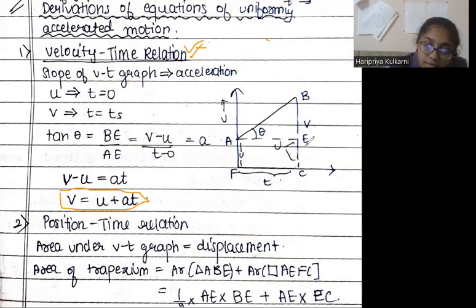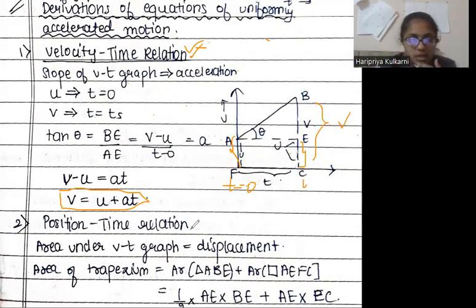So here, this distance is u. Okay, you need to remember the diagram perfectly. This distance is u. At t is equal to 0, the initial velocity is u, right? And when t is equal to some t seconds, the velocity becomes v, this one, right? So when I consider this as theta and I want tan theta, the tangent of that angle, what will I get?